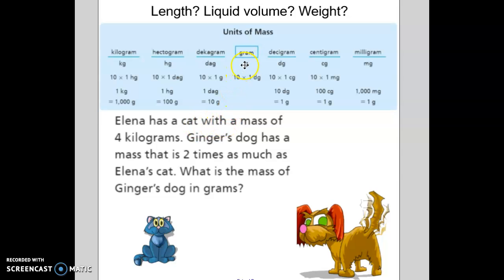Her cat has a mass of 4 kilograms. Ginger's dog has a mass that's 2 times greater than 4 kilograms. What's 2 times greater than 4? 8 kilograms. So if Ginger's dog is 8 kilograms, what is the mass of Ginger's dog in grams? The dog is 8 kilograms. What is he in grams? 1 kilogram is 1,000 grams. The dog is 8 kilograms. So the dog is 8,000 grams.